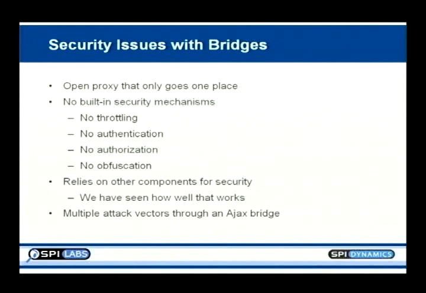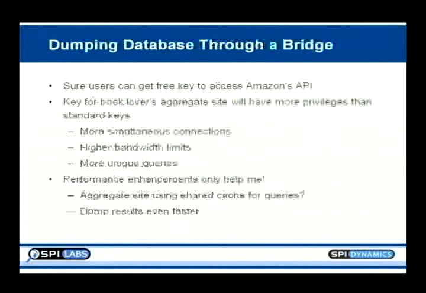Because with traditional web apps, we've got 70% of attacks coming through the application layer. So this is yet another input that attackers can try to attack you through. Like we said, we've seen how well this works. There are so many attack vectors against an AJAX bridge. I'm only going to talk about two of them. Dumping a database through a bridge.